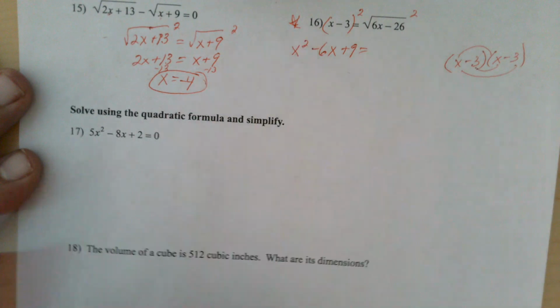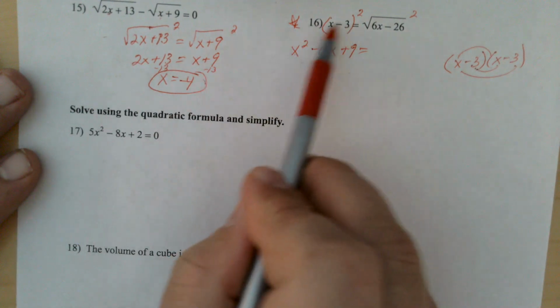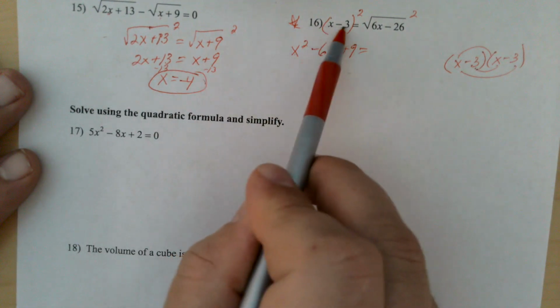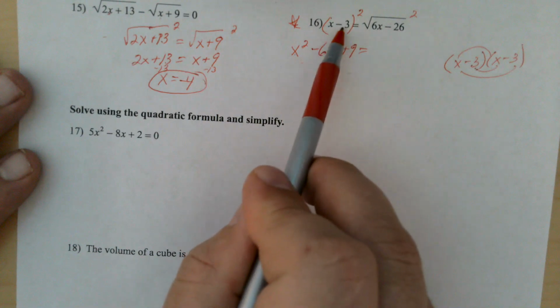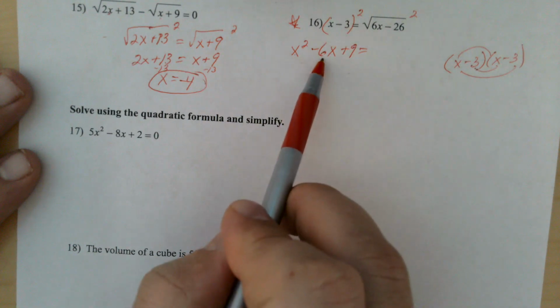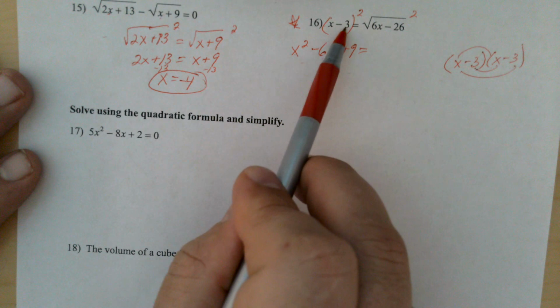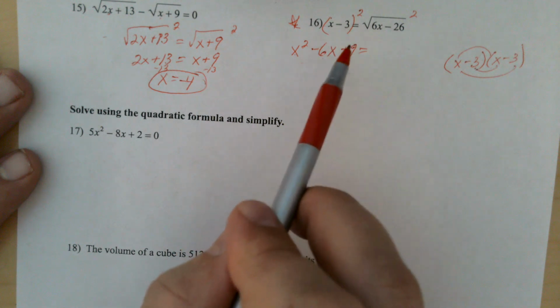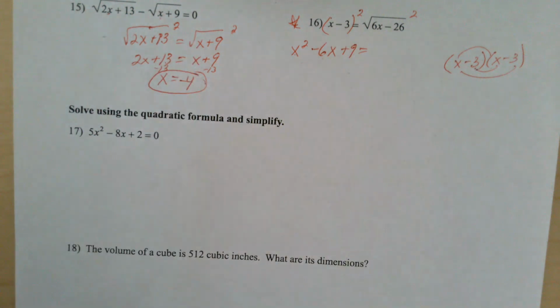I can square the x squared. I multiply what's inside my parentheses, and then I double it. So a negative 3x doubled, that's where the negative 6x comes from. And then I square the negative 3. Negative 3 times negative 3 is a positive 9. I don't care how you get that, but make sure you square your binomial correctly.